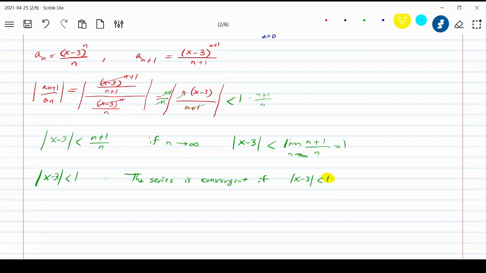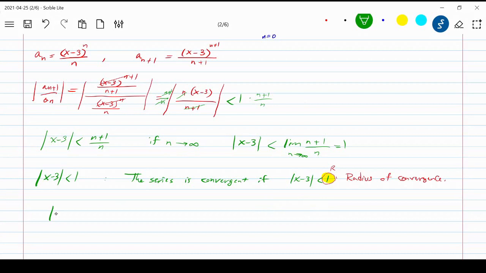This number here is normally called the radius of convergence. Most of the time they write it as r: the absolute value of x minus a less than r, that means r is the radius of convergence. And if we open up this inequality, x minus 3 is less than 1 and greater than negative 1; this is how you deal with solving inequalities.